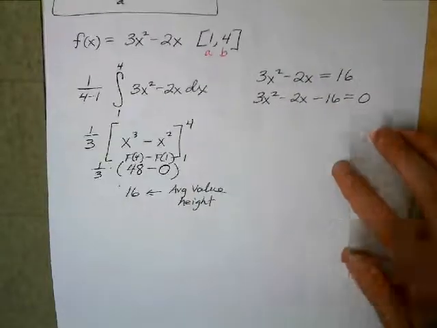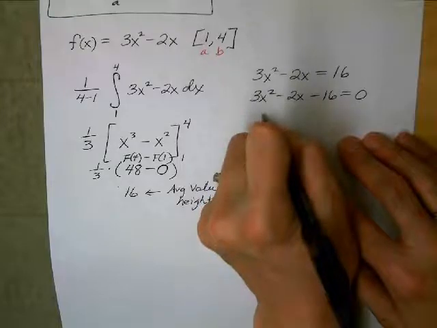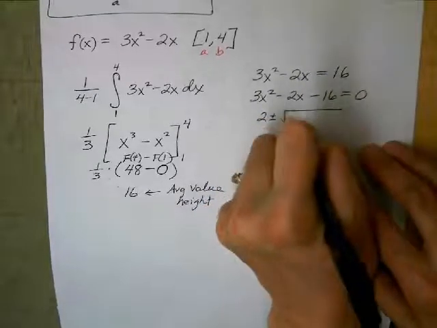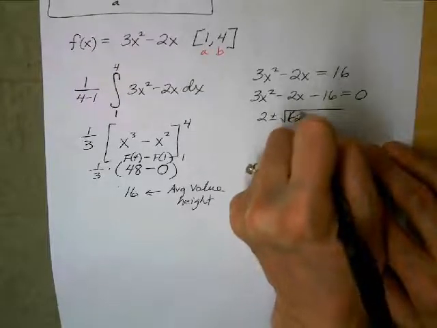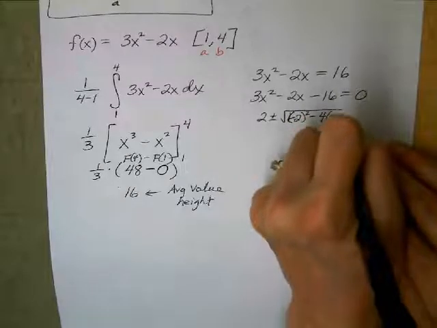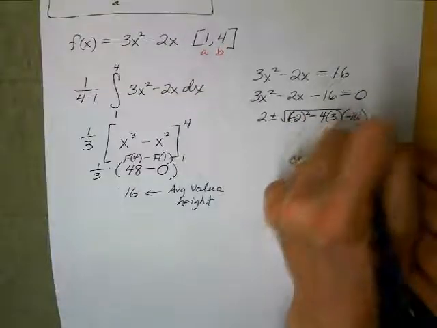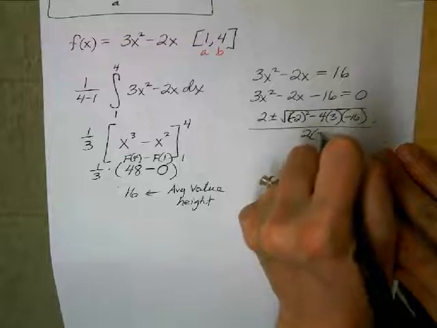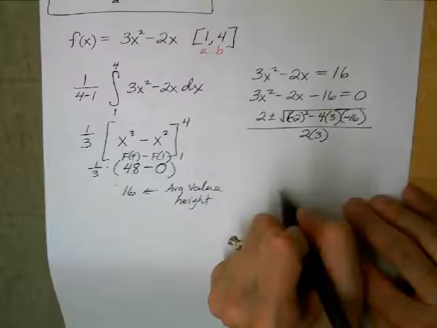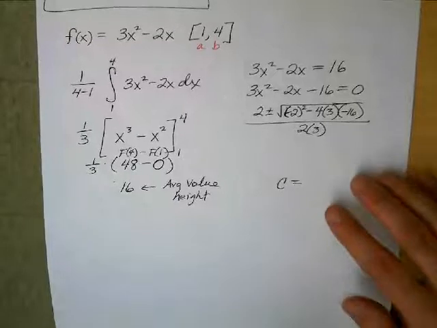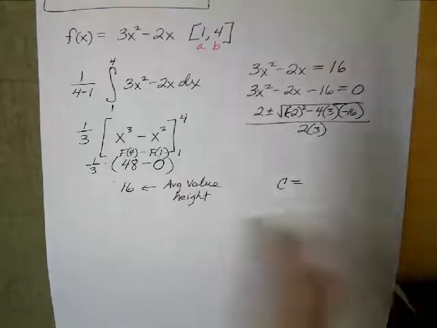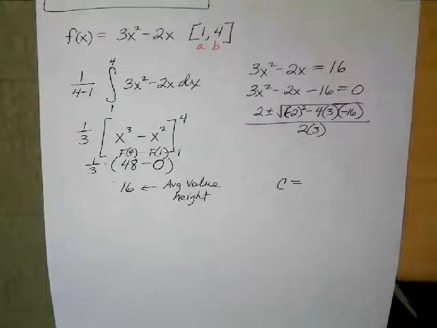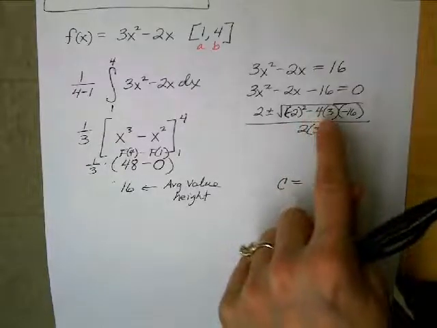So it was negative b plus or minus square root of b squared, so it'd be negative 2 squared, b squared minus 4 times a times c, all over 2a. You would have to do that if you wanted to find the c number, the point on the x-axis where you have the height of 16. So it would take a minute or two to type this all in. Let's see, negative 2 squared minus 4 times 3 times negative 16.